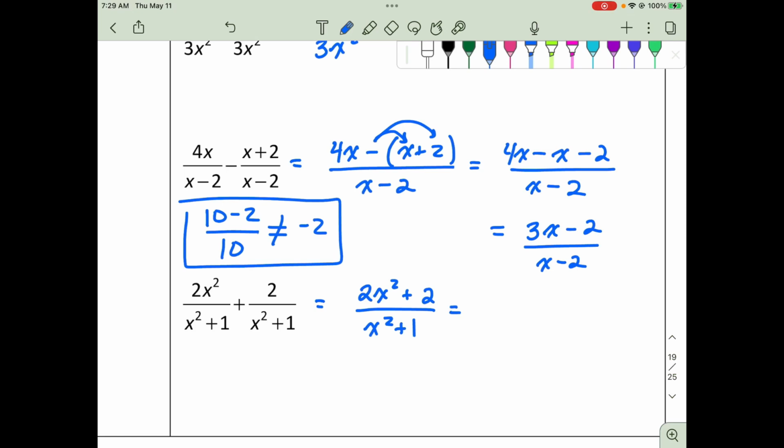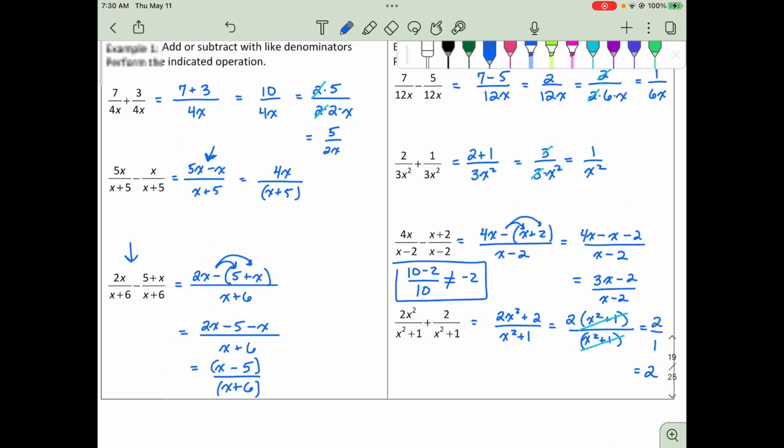So the next one's actually not done yet. So once we have combined like terms, then we factor so that we can cancel. So I can factor out a 2, and I'm left with x squared plus 1 over x squared plus 1. Now that I have factored, I can cancel. So before you cancel anything, you are factoring. And I am left with 2 over 1, which is 2.